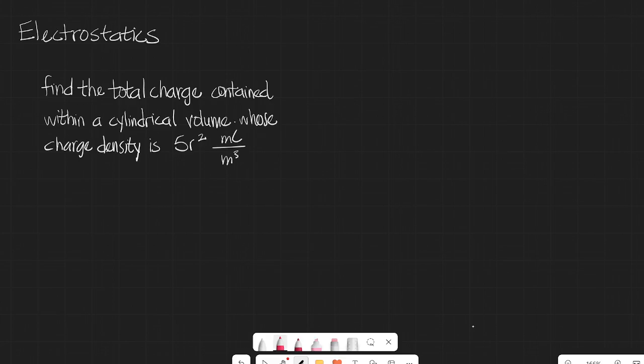Today we're going to be talking about a subtopic in physics known as electrostatics. A lot of this has to do with geometry and finding the total amount of charge enclosed within some geometric boundary. In this case, we're given the charge density of some cylindrical volume, as a function of the radius of the cylindrical volume.